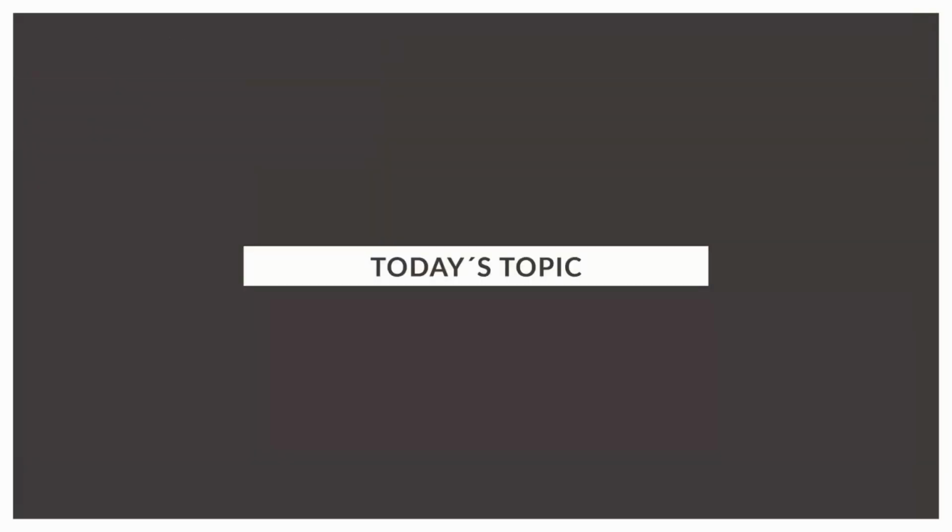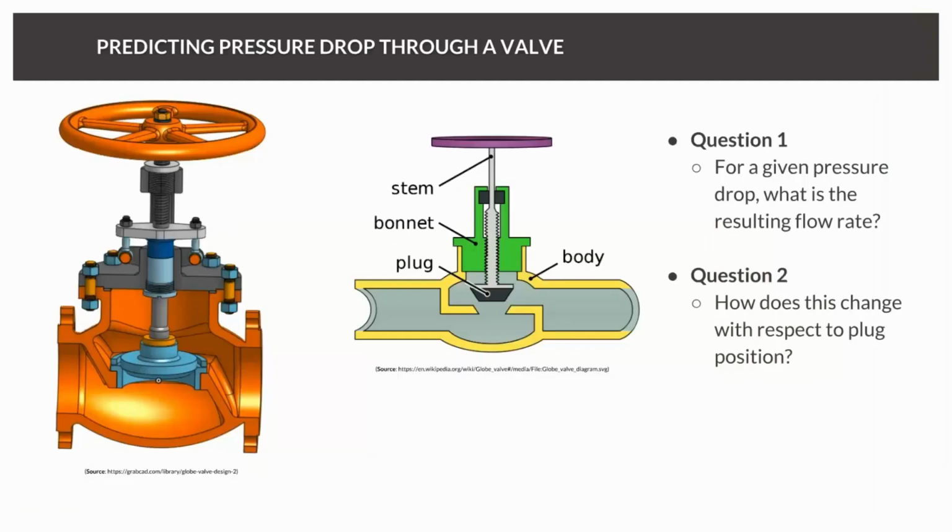All right, so now to jump into today's topic, I'm going to be looking at pressure drop through a globe valve and calculating a flow coefficient for that valve. So here's the geometry I used. I got it off of GrabCAD. It's a standard globe valve, and flow is going from left to right, and some of the different components are labeled. Really what we care about here is the plug and the body, or the housing. The question we're trying to answer today is, for a given pressure drop, what is the resulting flow rate, and how does that change with respect to plug position?